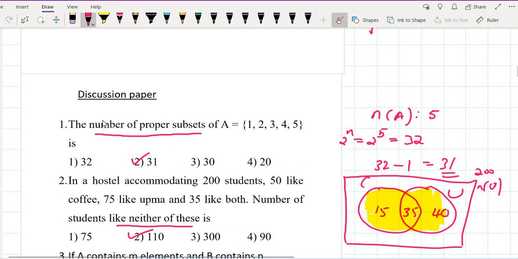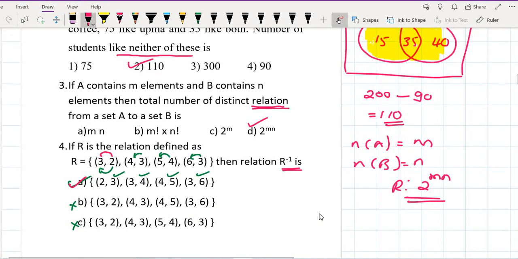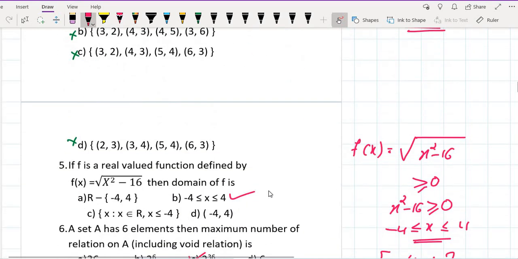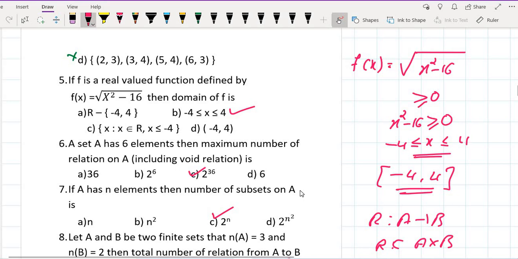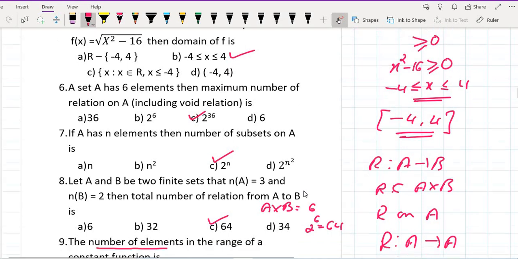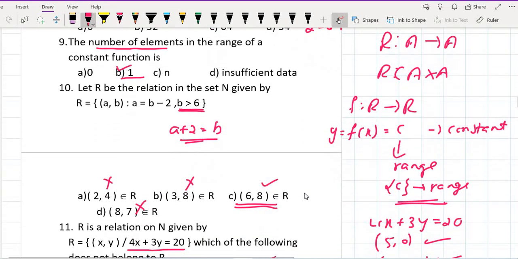Okay, first one. For the first question, the second option holds good. For the second question, the second option holds good. For the third question, option D. For the fourth question, option A. For the fifth question, option B. For the sixth question, option C. For the seventh question, option C. For the eighth question, option C. For the ninth question, option B. For the 10th question, option C.